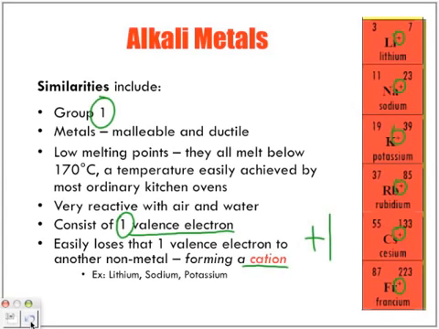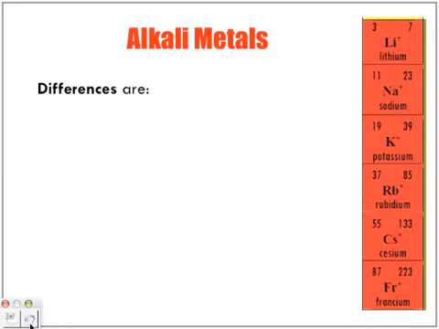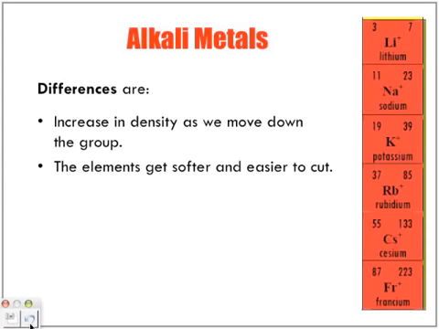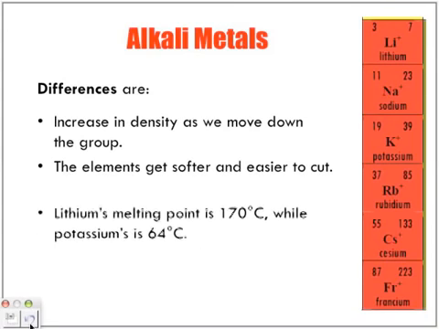So all alkali metals can lose that one electron that is considered the valence electron. Like I said, we'll talk about that later. So, a few differences. They increase in density as we move down the group. So as we move down, the densities actually change. The elements get softer and easier to cut as we move down.